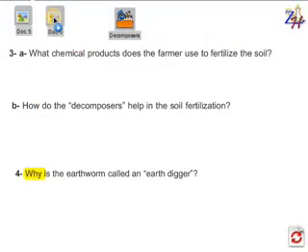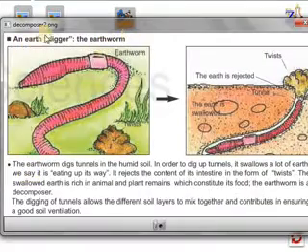Let's see now document 6. An earth digger, which is the earthworm. We all know the earthworm. We see here its shape. Then we see that it digs a hole inside the soil and makes casts, what we call worm casts, etc. Let's see what they are saying about it.